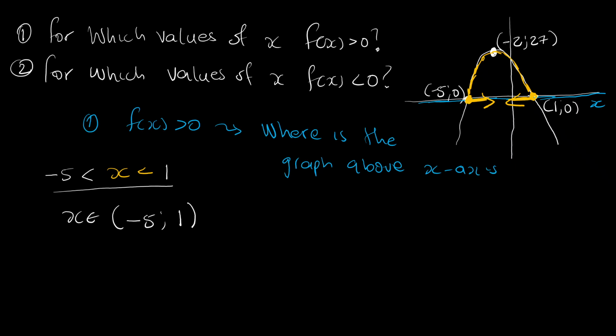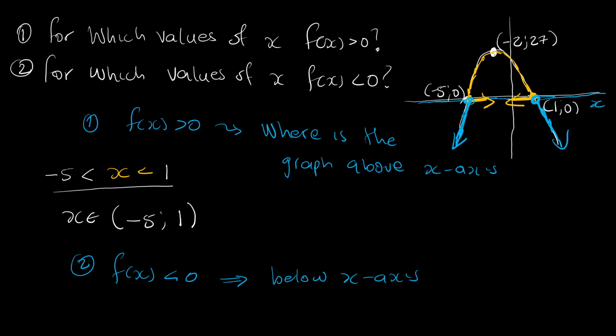The second question, where f of x is below. This one is asking where is the graph below the x-axis? So look at this. Where is this graph below? Okay, it's below from this point going down there, and from this point going down there. So our graph is less than 0 from this point going that direction, and from this point going that direction.